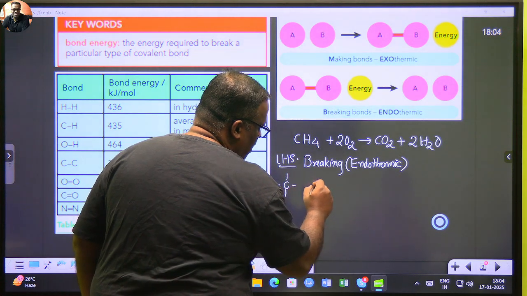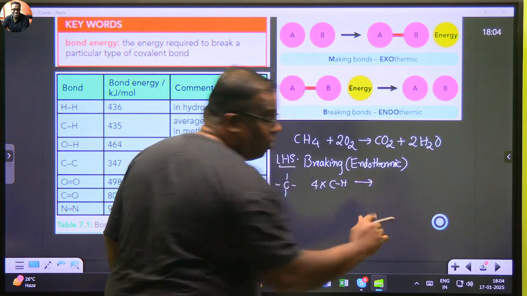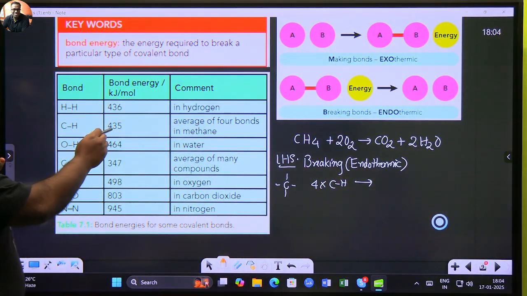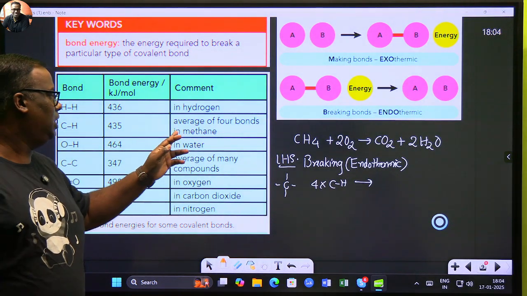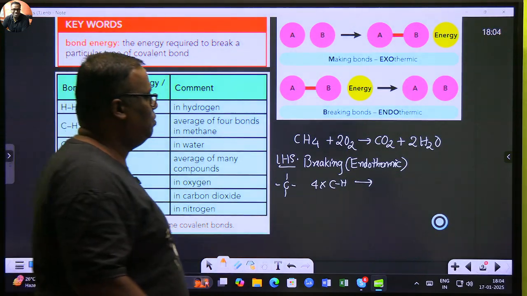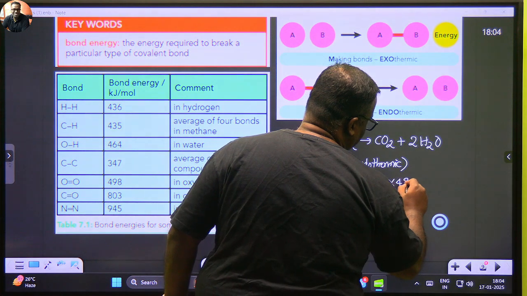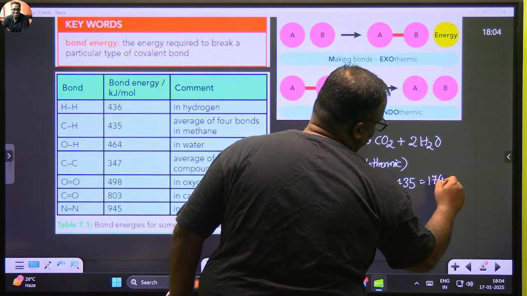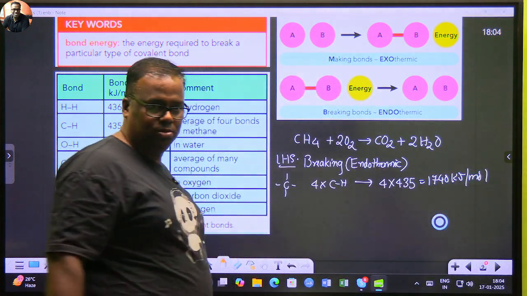So you are breaking 4 carbon hydrogen bonds. 4 carbon hydrogen bonds. Let's see how much carbon hydrogen is. Carbon hydrogen each is 435. Average of 4 in methane. So CH4 is 435. Now you calculate. So we will be needing how much? 4 into 435. 1740 kilojoules per mole. This is the expenditure we have to do, right?